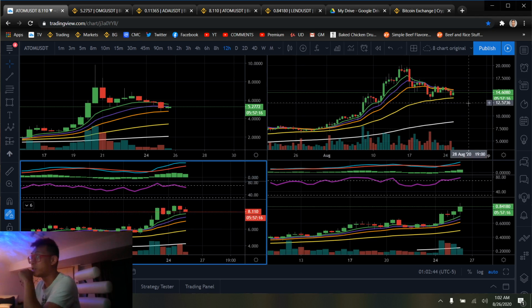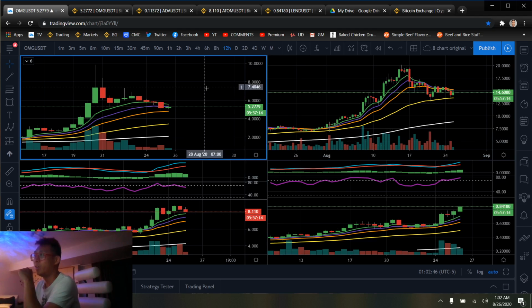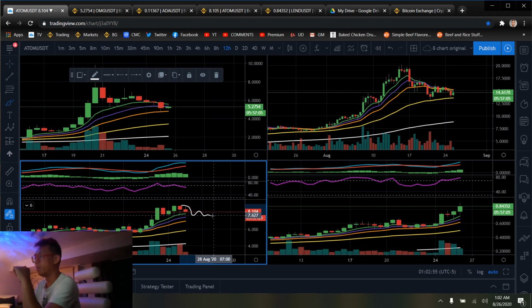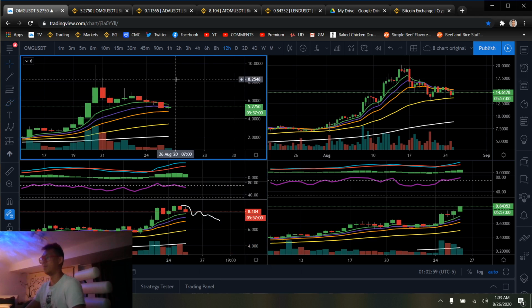So if we take a look at here at Atom, you can clearly see that it's behind in terms of correction compared to both Link and OMG Go, right? Just take a look at the formation. You can just tell. You know what I'm saying? So, like, where's the rest of it, right? It's not that long. This one here has already had days to form.